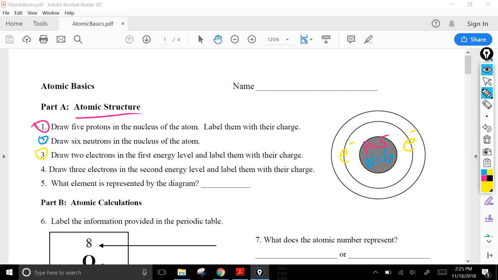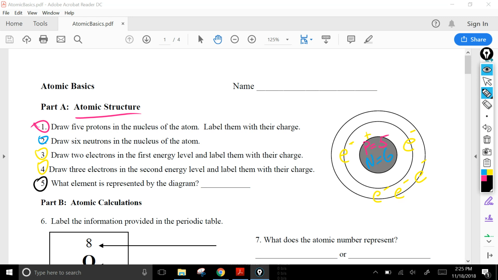E minus, E minus. I like to put the symbols on stuff to keep track of what charges we've got. Then it says to draw 3 electrons in the next energy level. So we'll do something like this. There's 1, 2, 3 electrons in that second energy level. Then it asks you number 5, what element does this represent?